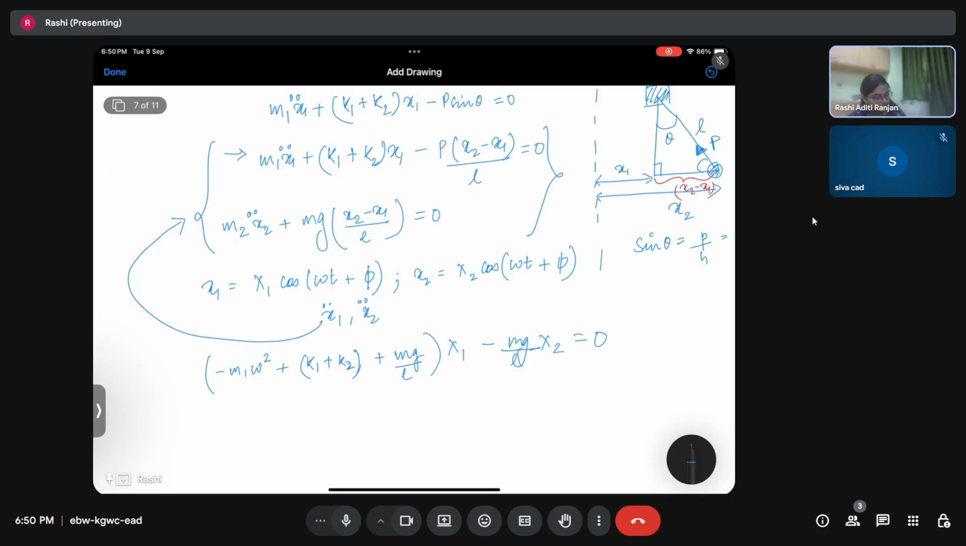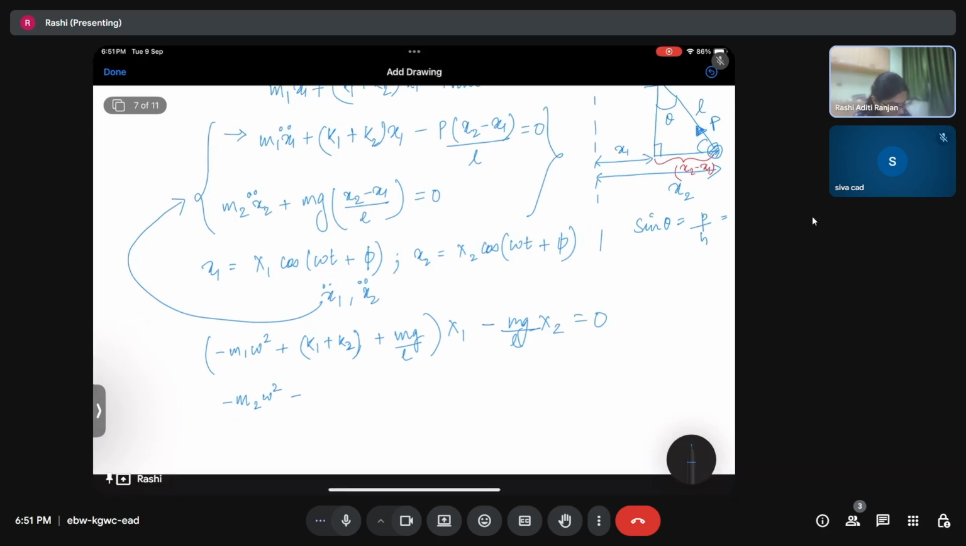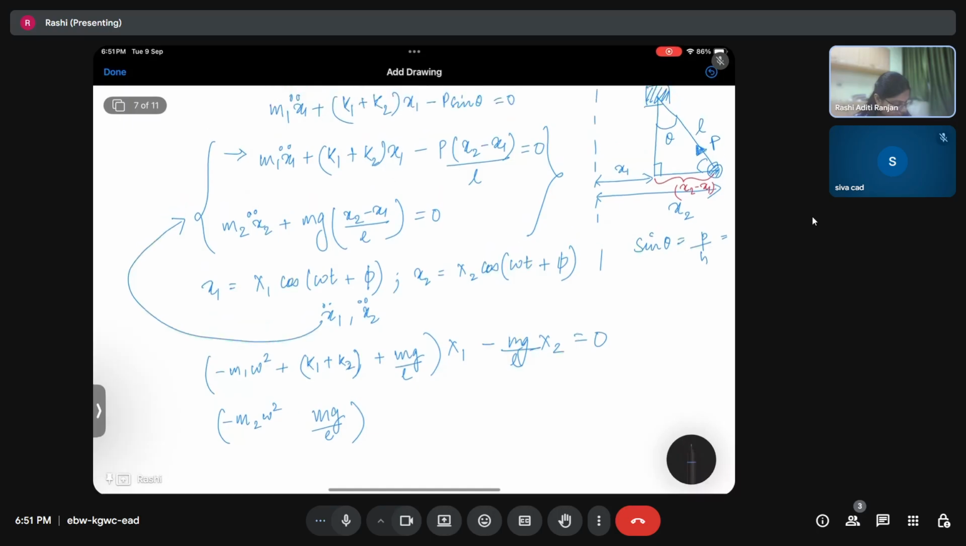The second term is going to be minus of m2 omega square with x1, and then we'll have plus mg by L into x2, minus mg by L into x1, equals 0. So by equating the coefficients equal to 0, we get these two equations.